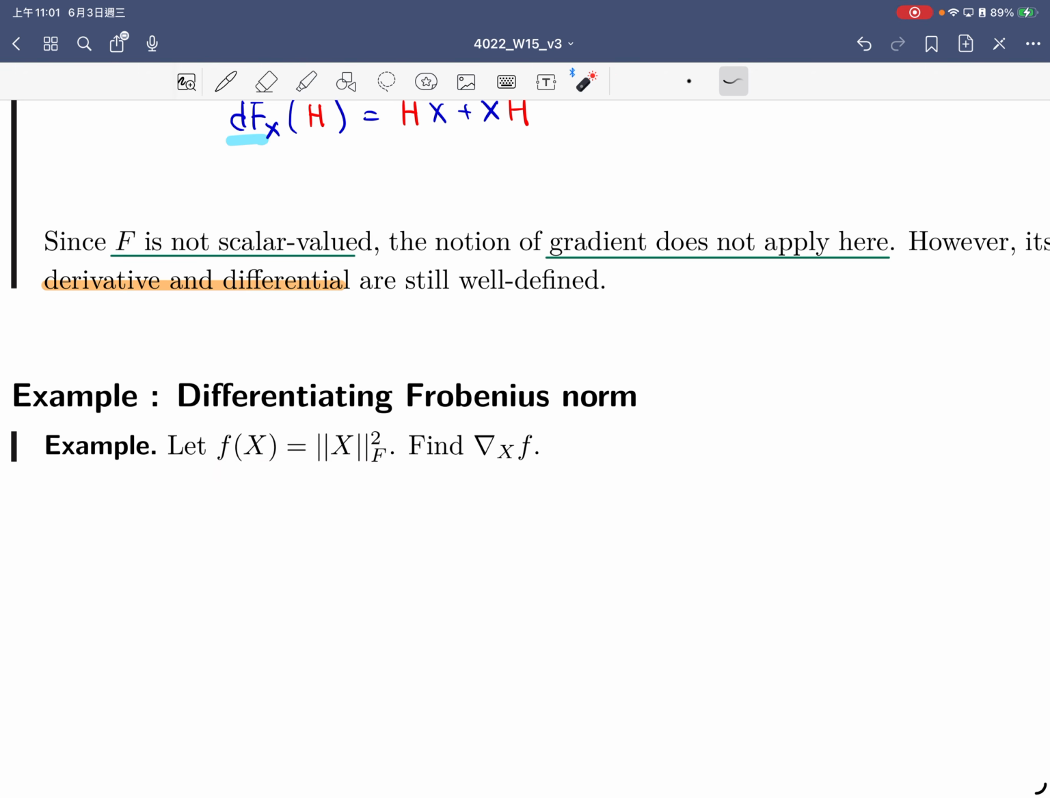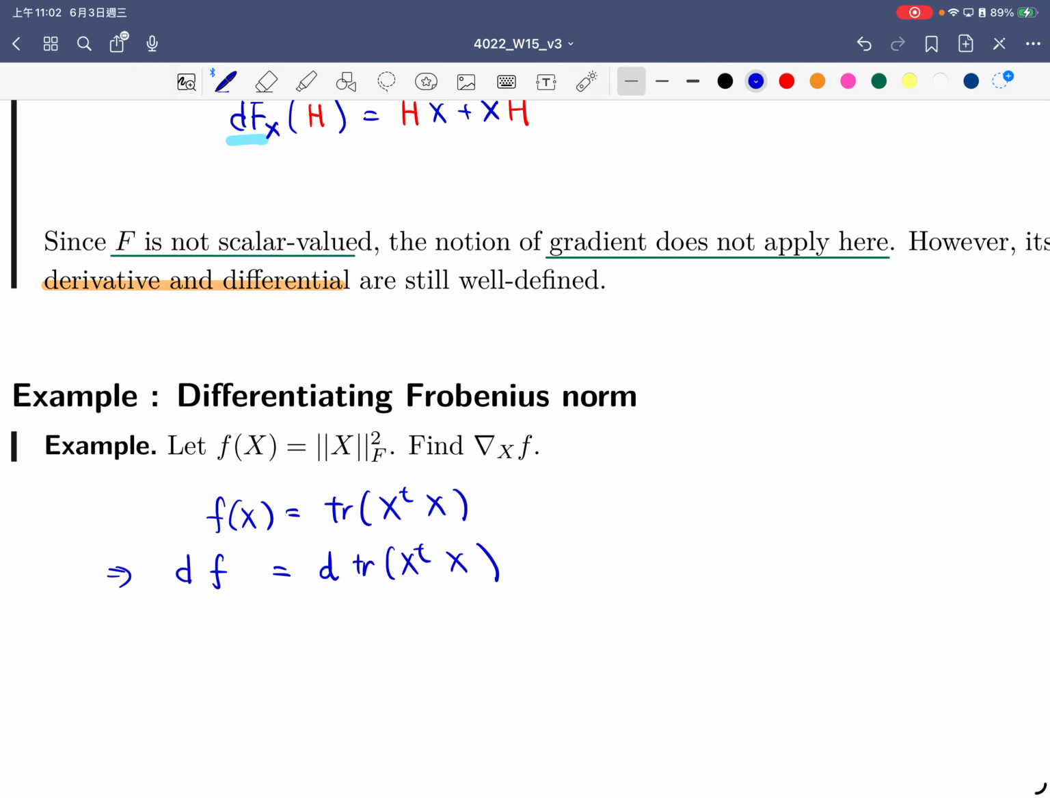In this case, it's not hard because f(x), what is the norm square? Norm square is just inner product with itself. So it's like this. So the first step is always trying to write your original function as a trace. And this scalar value, when you take norm, the output is a scalar. Then now you start applying your differentiation rule.